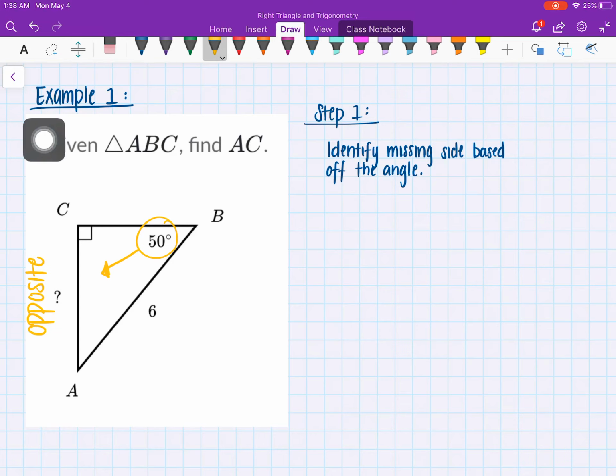Now, the other side we're given here is AB, and that has a measurement of 6. Now, if I look at the angle opposite to 6, that would be our 90-degree angle. So the side that is opposite to the 90-degree angle will always be our hypotenuse.